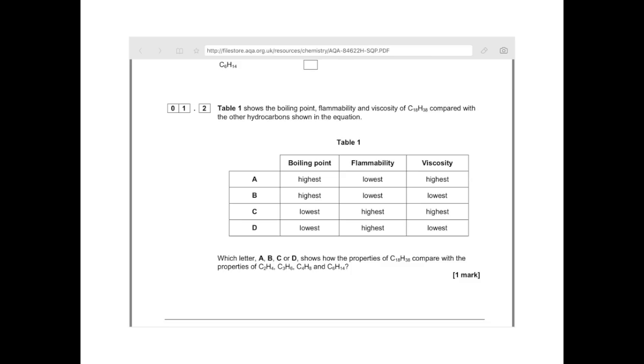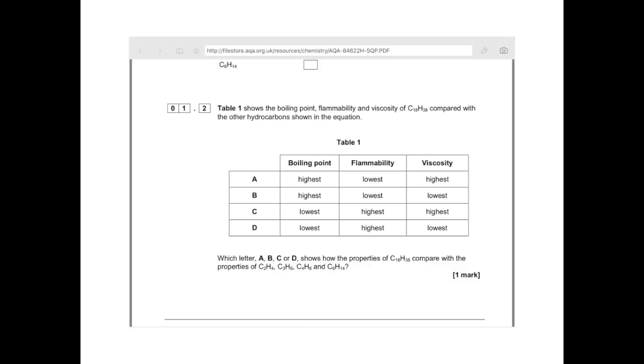Table 1 shows the boiling point, flammability and viscosity of C18H38 compared with the other hydrocarbons shown in the equation. Which letter, A, B, C or D, shows the properties of C18H38, how they compare with the properties of the shorter hydrocarbons? So first of all, boiling point is the temperature at which it boils, so the larger the molecule, the higher the boiling point. C18H38 is the largest molecule mentioned, which is why its boiling point must be the highest.